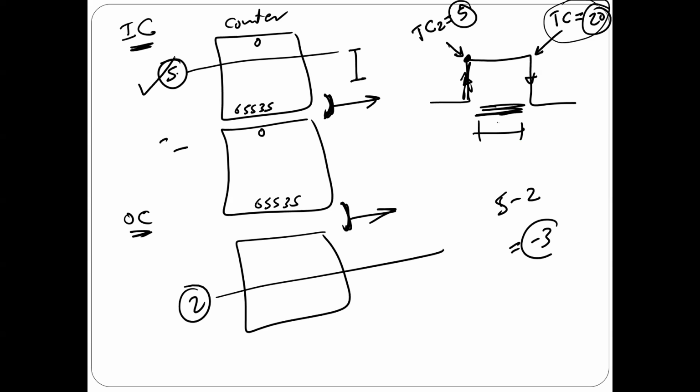Number 2, I need the count at this moment, which is 5. Is that enough? No, it's not enough. Number 3, I need to know how many overflows happened. Using these 3, I can make an equation easily, as you will see later, to calculate the time. Why? Because if you make a complete cycle, I have to add 65,535. I have to add it.